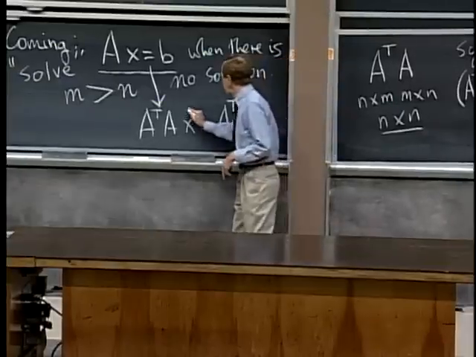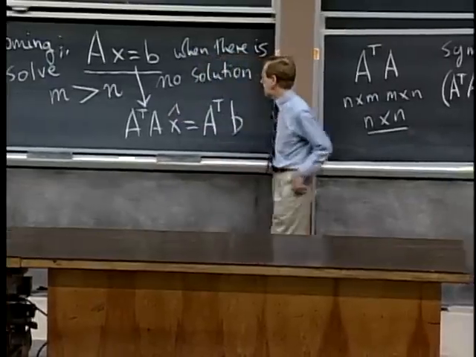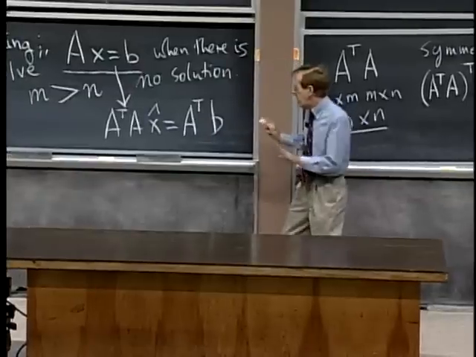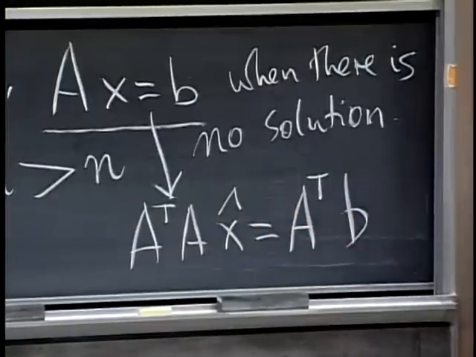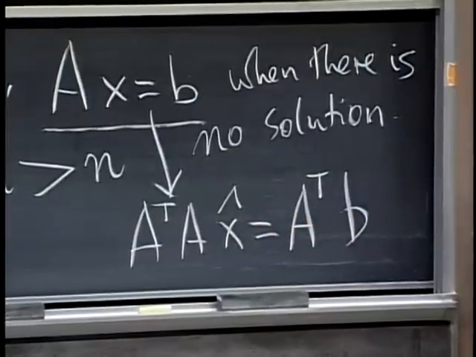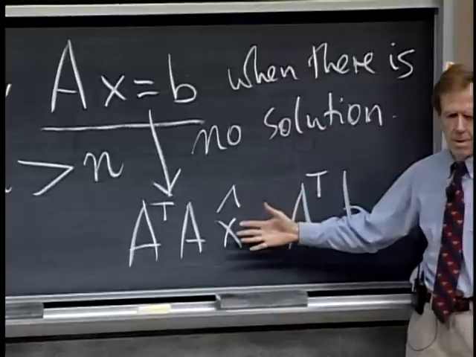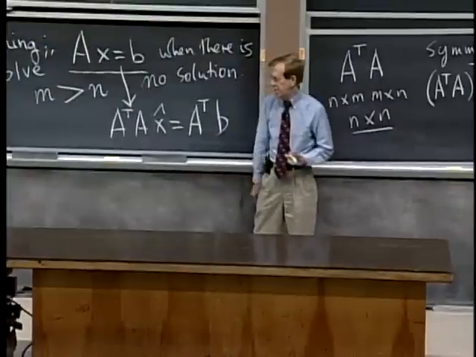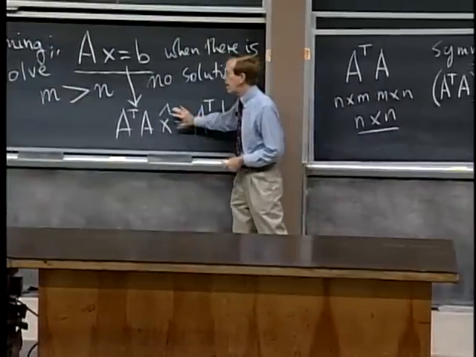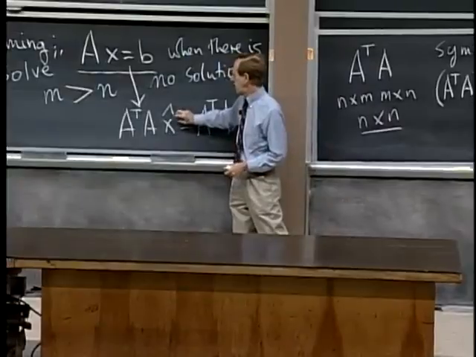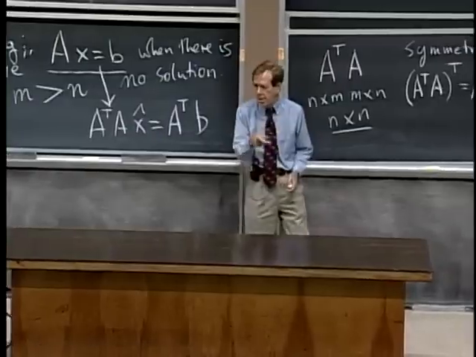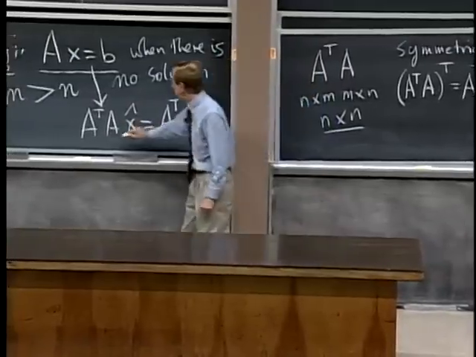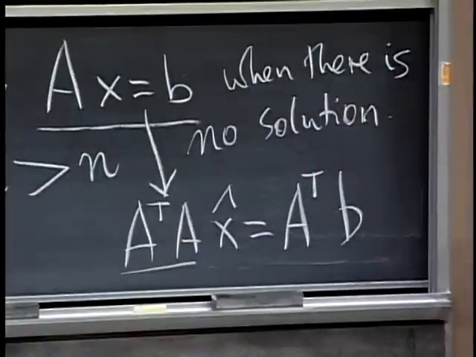Now, let me give this a different name, x hat, because I'm hoping this one will have a solution. And I'm saying that it's my best solution. I'll have to say what best means, but that's going to be my plan. I'm going to say that the best solution solves this equation. So you see right away why I'm so interested in this matrix, A transpose A, and in its invertibility.